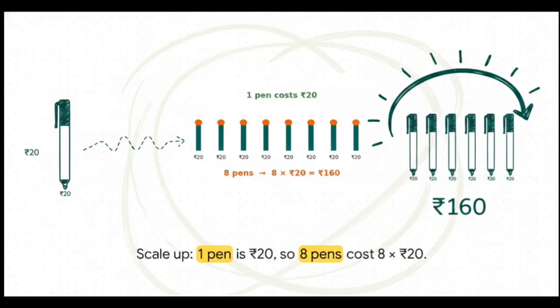Now, once we know that 1 pen costs 20 rupees, finding the cost of 8 pens, or 80 pens for that matter, is incredibly simple. We just scale back up. If you visualize each of those 8 pens as a 20 rupee block, we simply calculate 8 times 20, which of course equals 160 rupees. That is the one-to-many step. You literally just multiply that single unit value by what you need, and boom, you've got your answer.